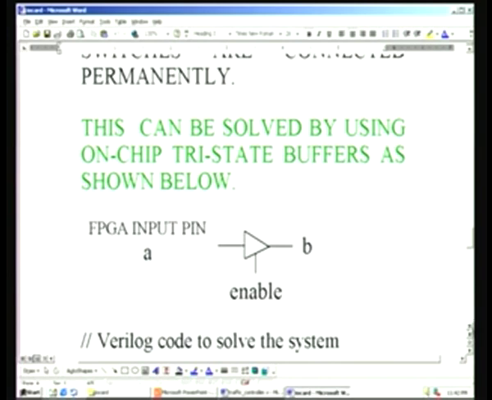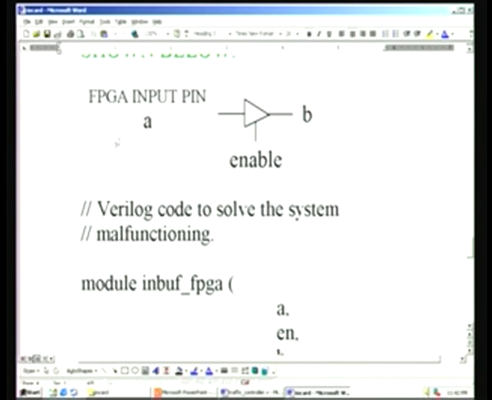So, with these tri-state buffers, for example, this is the FPGA input pin, and you may be connecting an external DIP switch there. In such a case, if you do not use the tri-state buffer and straight away connect to the FPGA pin, when you switch on and download the bit stream, the system really goes mad, it malfunctions. In order to overcome that, we have to either use an external tri-state buffer, or a better thing would be to use the onboard resources.